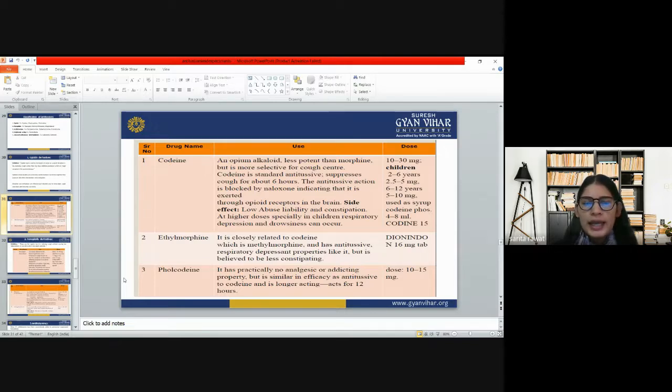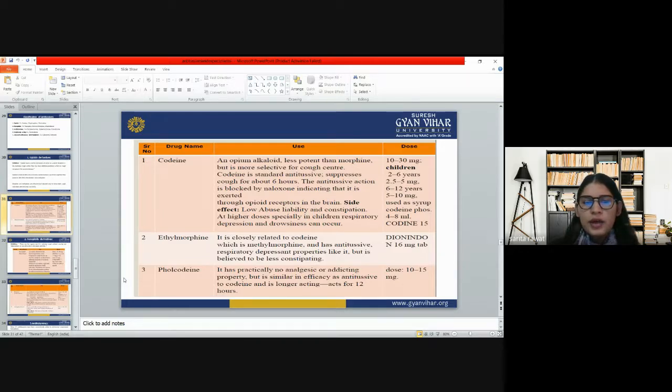Then we have ethylmorphine. It is closely related to codeine, which is methylmorphine, and has antitussive and respiratory depressant properties like it, but it is believed to be less constipating. When we compare it with codeine, it has fewer side effects than codeine. It comes in the dosing form of a 16 mg tablet.